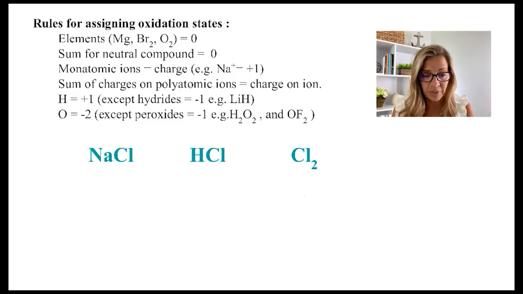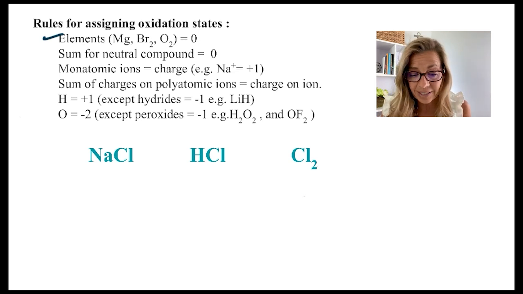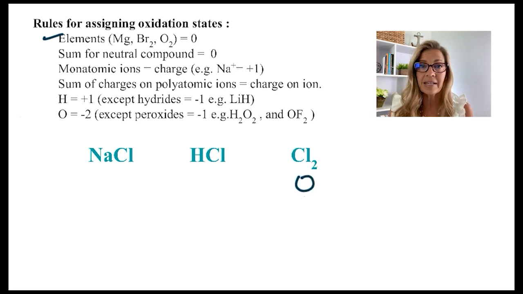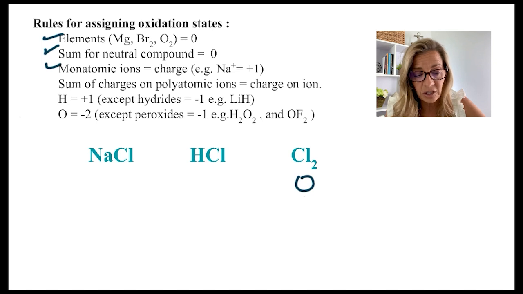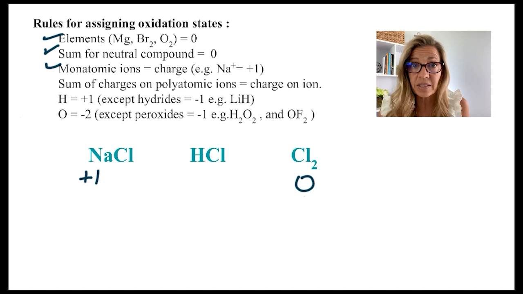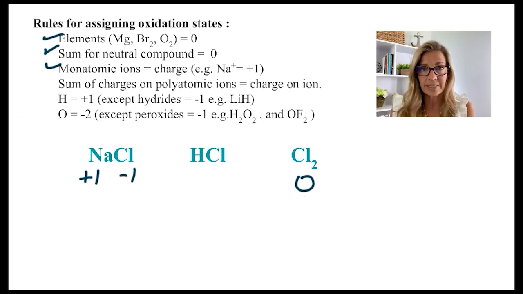So let me show you the rules here. These rules you'll need to memorize. They're actually pretty simple. I'm going to work through a couple examples and show you how to apply these rules. First of all, if you have an element, the oxidation number is 0. So there's chlorine in its elemental state, 0. Then when we add up compounds that are neutral, and these compounds I'm showing you are neutral, the total of the oxidation states is 0. Ions are going to be just their charge. So in this case, the oxidation number for sodium is the same as the ion charge, and then chloride, of course, is the same.